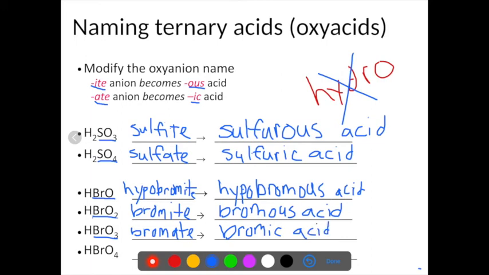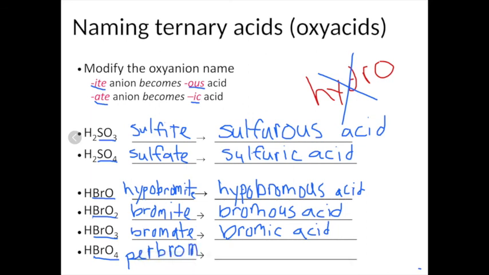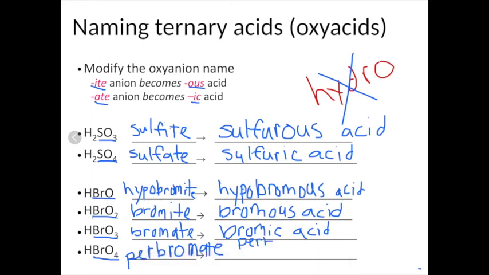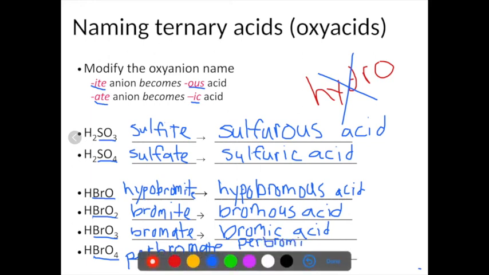Okay. And then BrO4 is perbromate. And it turns into perbromic acid. So you just have to change the ending of the polyatomic ion and then add acid. So that's why it's so important for you to know those polyatomic ions. So again, you can recognize them, know their name, and then change the ending and add acid.